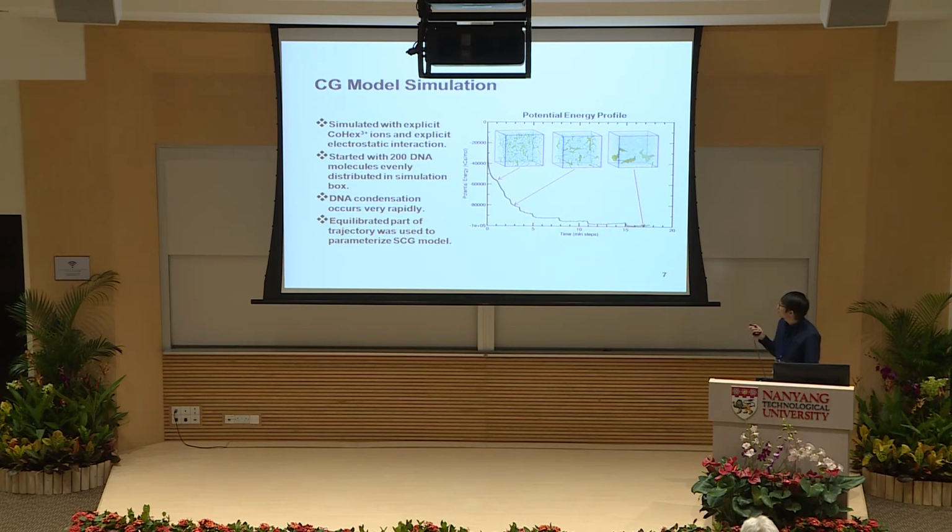As you can see, the energy profile goes down really quickly, which indicates DNA molecules are coming into contact with each other. This condensing process happens really rapidly. Then after about 17 million steps of simulation, we reach this state where there are no free single DNA molecules. The DNA molecules have all gone into these DNA condensate particles.